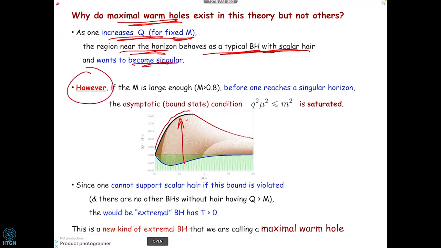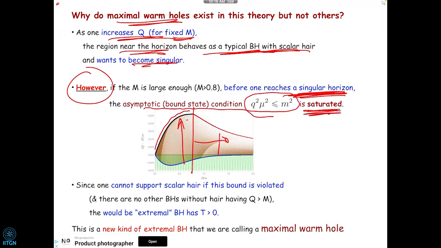However, in our case, when M is large enough, when M is to the right of this critical M, before the system can reach the singular horizon, we have this asymptotic bound state condition that gets saturated. So the system is evolving towards, let's say, the black curve. It's trying to reach that black curve. But before it reaches that black curve, at that point over there, we find that this condition for the bound state is saturated.